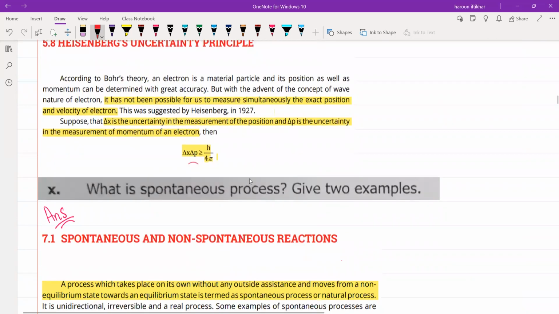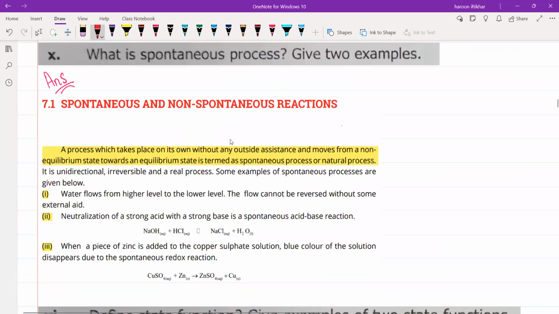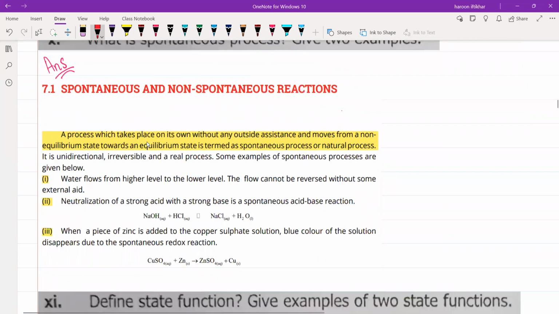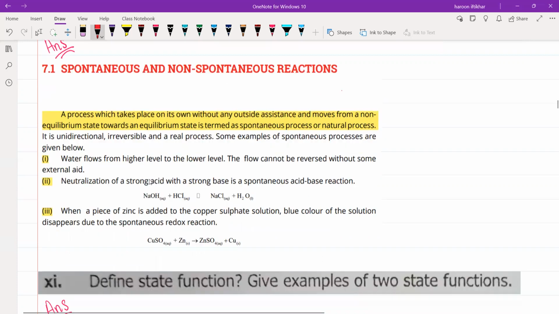Okay, what is spontaneous process? Give two examples. So in a spontaneous process, you can see that it happens on its own without any external effort. Once, what we can say is that some energy is needed to start the reaction, but once it starts, then definitely it will go on its own. You can see three examples here. You can write any two examples.